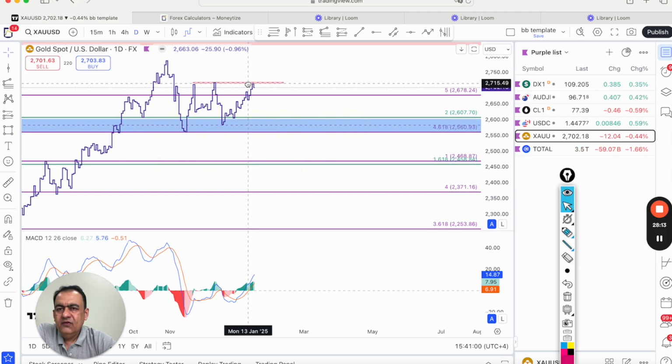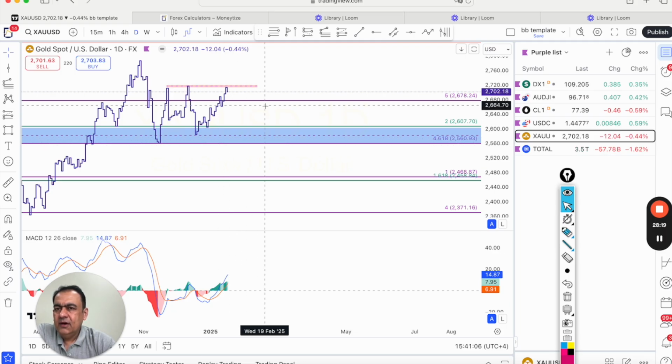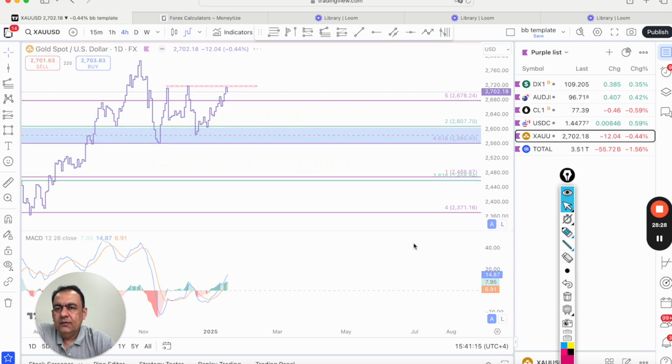So gold is facing resistance around 2720, and overall on the higher time frame basis the trend looks bullish to me. Even on histogram basis on daily chart, the divergence is not yet formed. Now I'm moving to 4H.